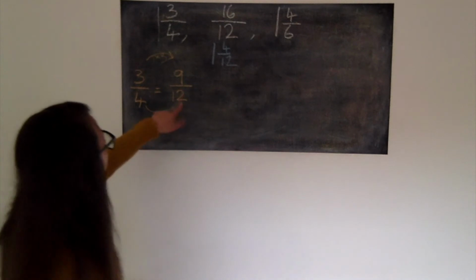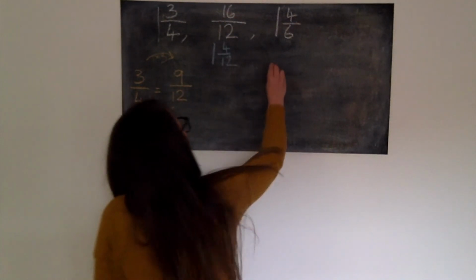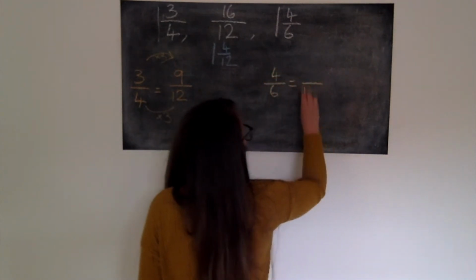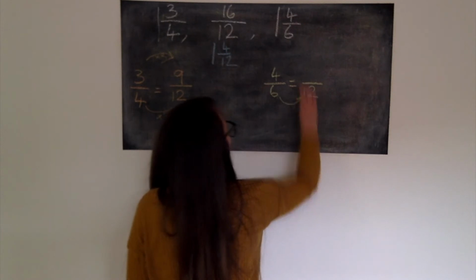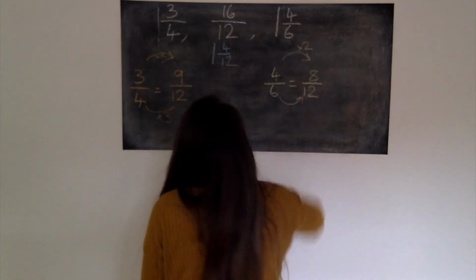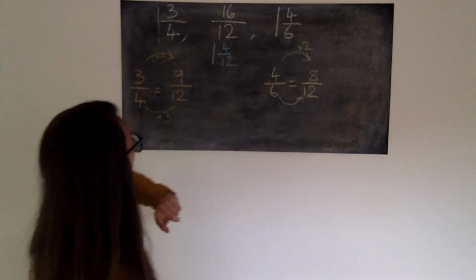So now I've got 9/12, 4/12. I need to do the same with my 6ths. 4/6 is equal to how many 12ths? I've timesed the denominator by 2, so I must do the same to the numerator, which gives me 8/12. 9/12, 4/12, and 8/12. I can put those in order.